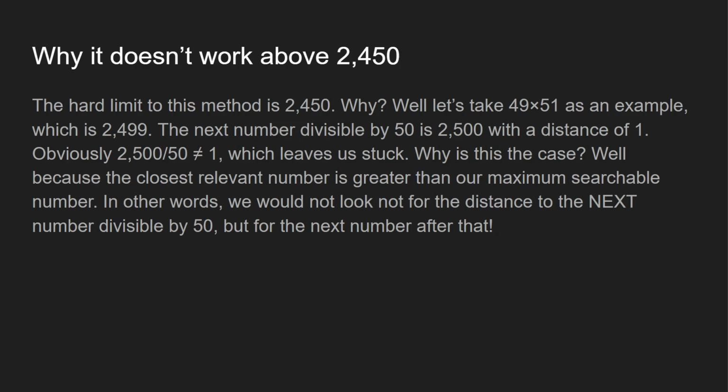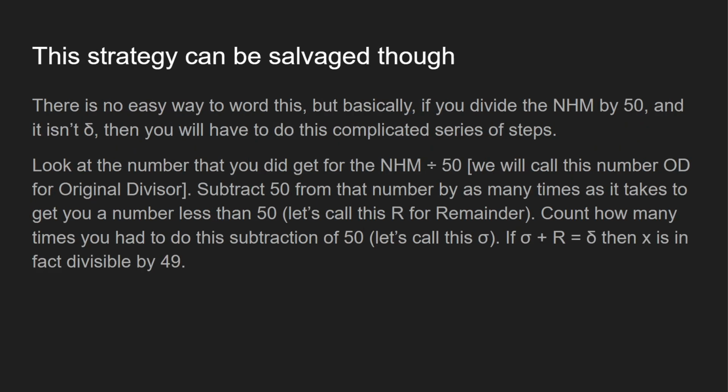However, the strategy can still be salvaged. I mean, there's no easy way to word this, because this is a complicated method, but basically, if you divide the next highest multiple by 50, and it isn't the difference, then you'll have to do this complicated series of steps, okay? This is a little complicated, but check this out. Look at the number that you got when you divided our next highest multiple by 50. We're going to call this OD for the original divisor.